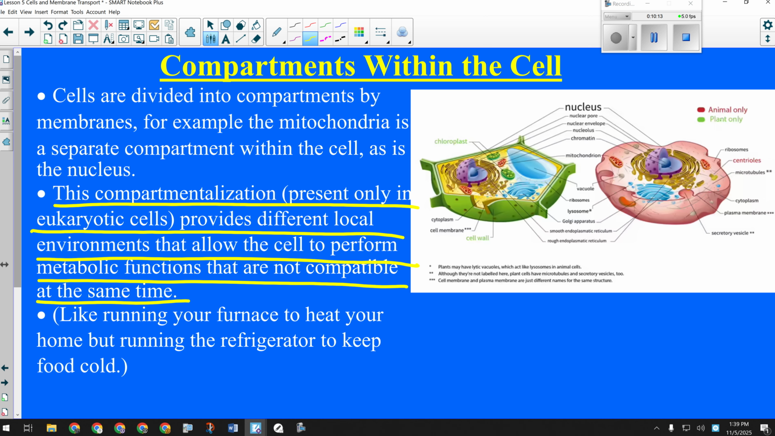Okay, so really important to have those separate environments, like the furnace and the fridge and the freezer. Different processes require different things. It's kind of like, you know, you don't take your food into the bathroom to eat. The bathroom has a function, the kitchen has a function. You don't mix those two functions. They need to occur separately.